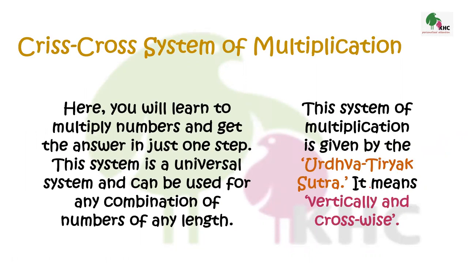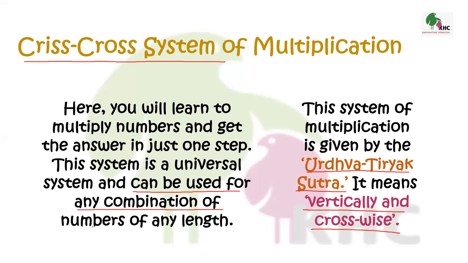Today we are going to start with the crisscross system of multiplication. This technique is named Urdhva Tiryak Sutra in Vedic maths. The meaning of this phrase is vertically and crosswise. Now, this system of multiplication can be used for any combination of numbers of any length. So this system is applicable to any type of multiplication that you have, and you'll get your answer in just a single step.